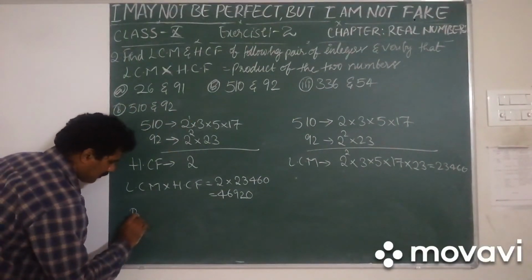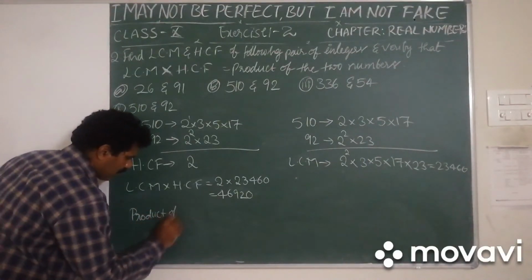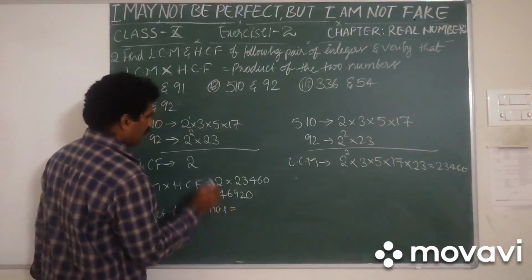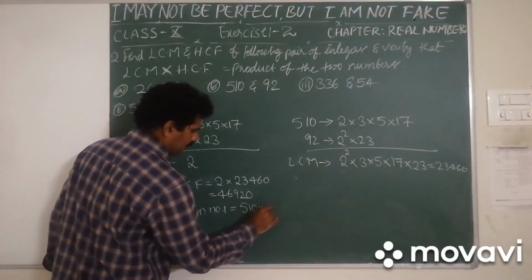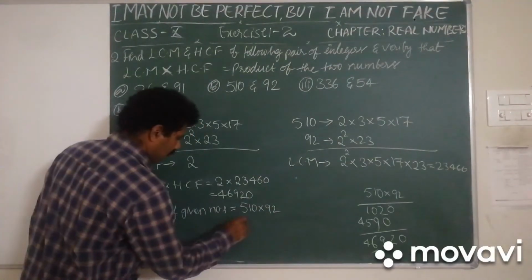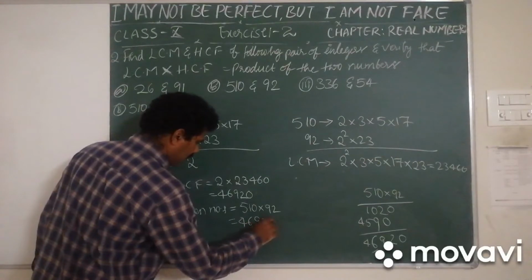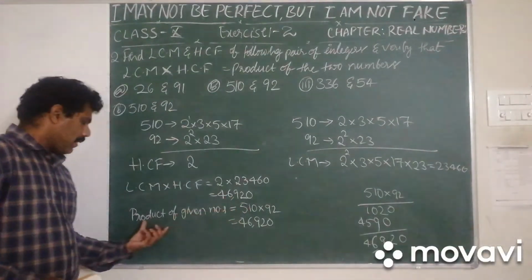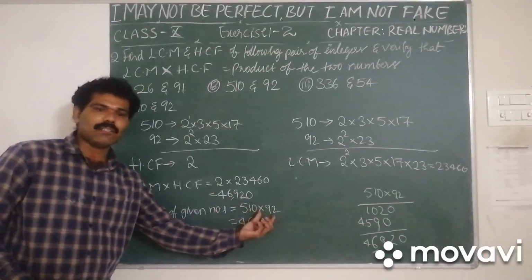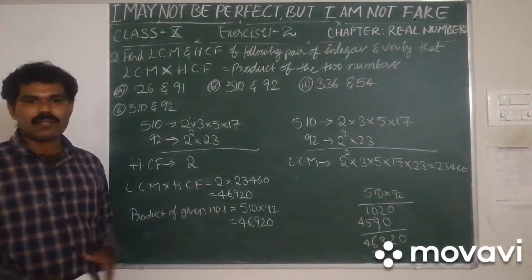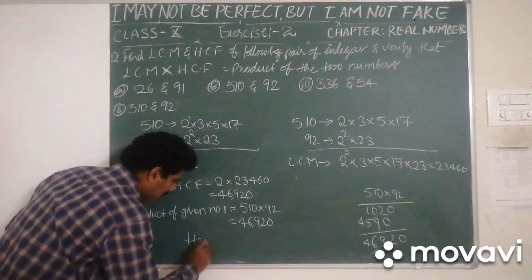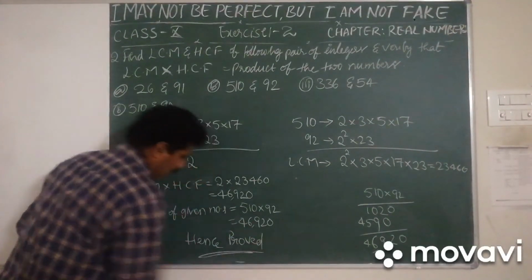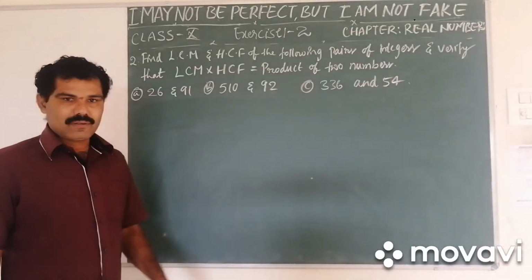Okay, what will be the product? Product of given numbers. What are the numbers they have given? 510 and 92. So the product of LCM and HCF is 46,920, and the product of the given numbers, that is 510 and 92, is also 46,920. Here both are equal. So hence proved. They asked to verify, and we verified both are equal. Hence proved.